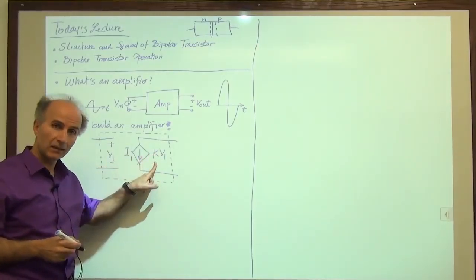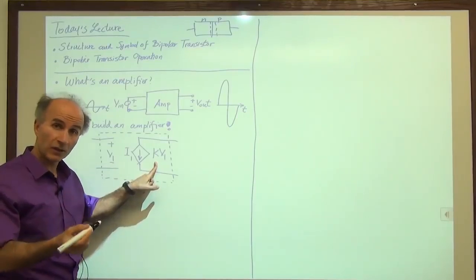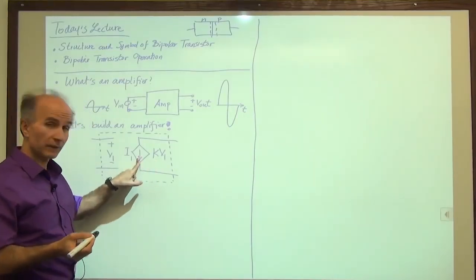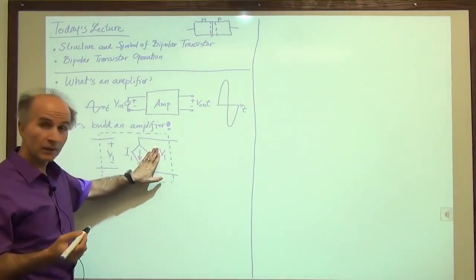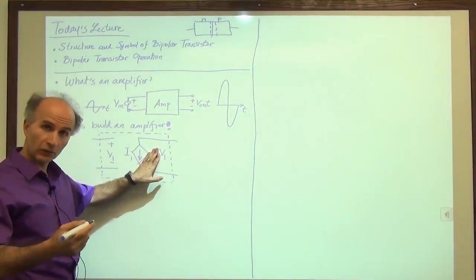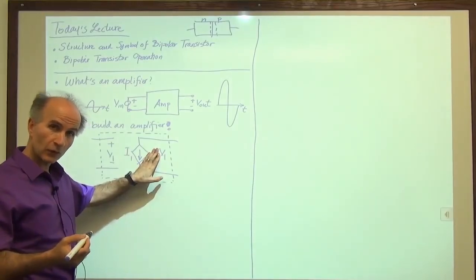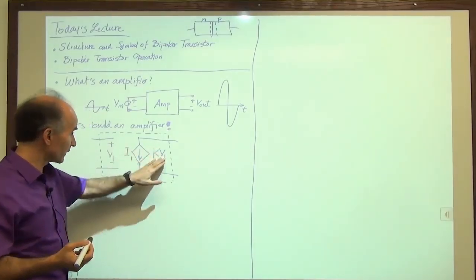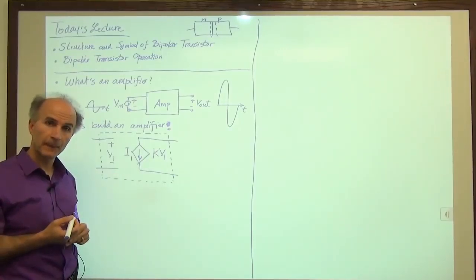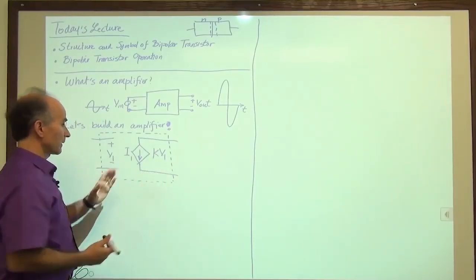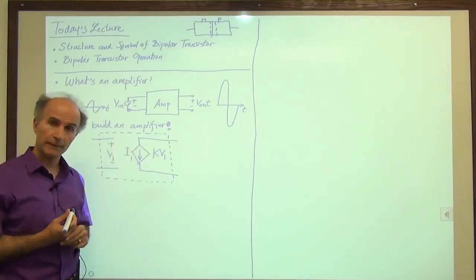Why do we need K here? Well, to make sure that the dimensions work out. This is a current. It has a dimension of current, a unit of ampere. This is a voltage. Has a dimension of volt. Voltage has the unit of volts. So to go from volts to current, I need some unit here.